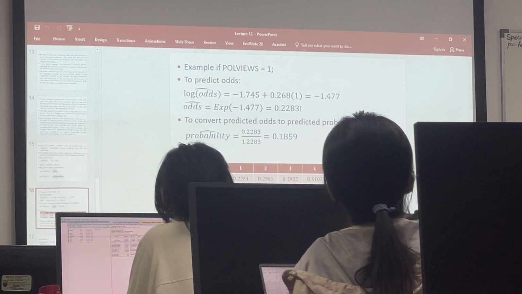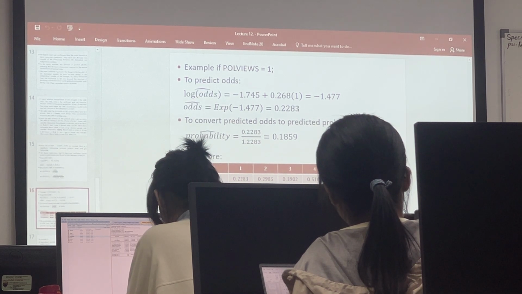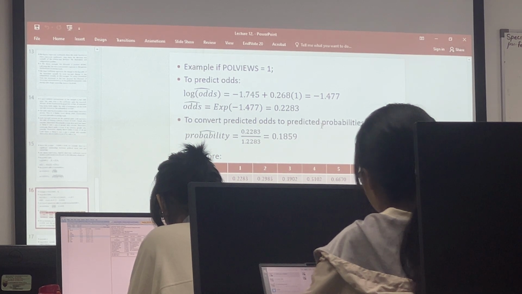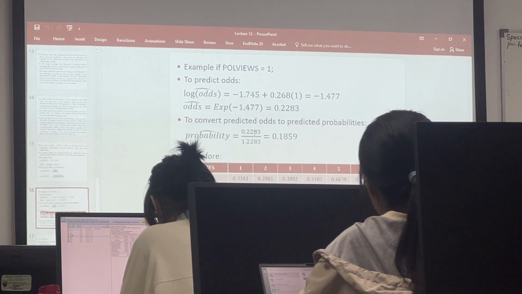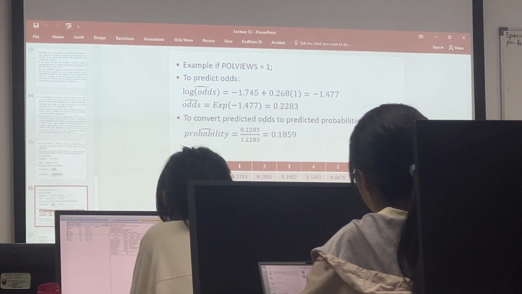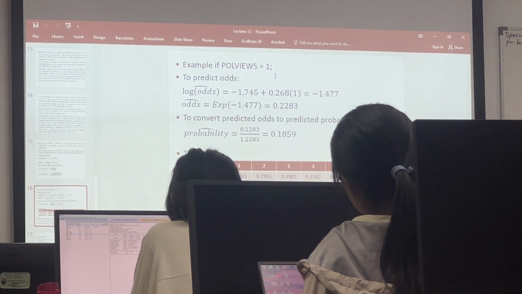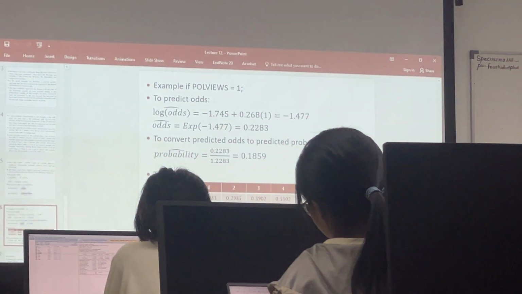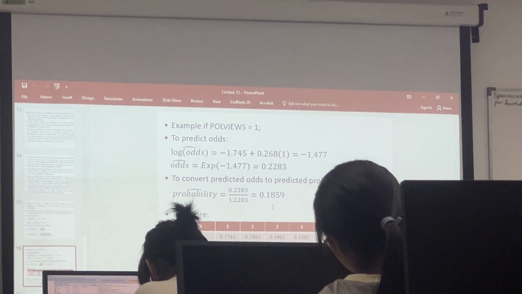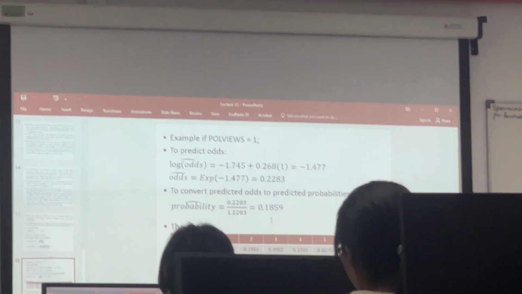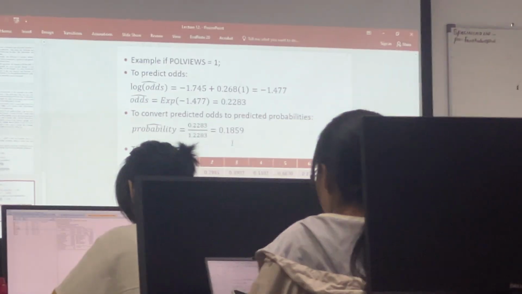Then you can convert this 0.2283 to a probability using the formula that we did here. This divided by 1 plus this, you get 0.1859. So for those who are considered extremely liberal, the probability of them owning a gun is just about 18.6%.